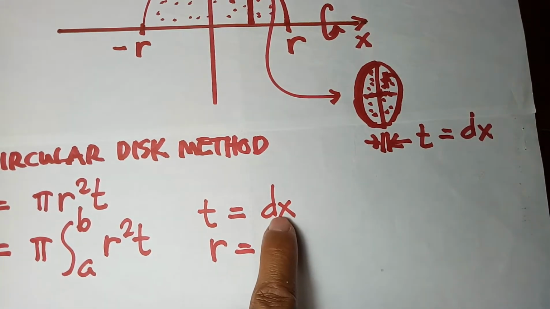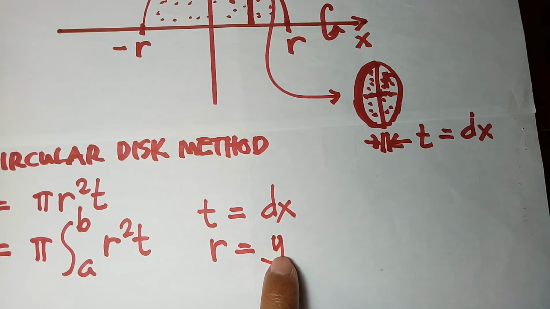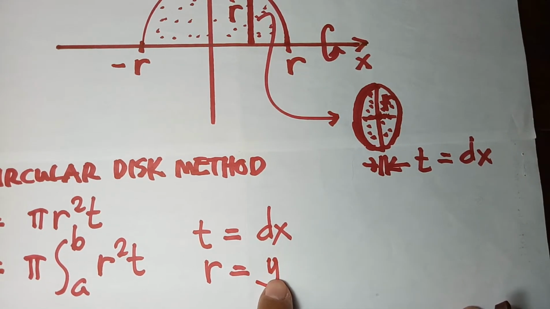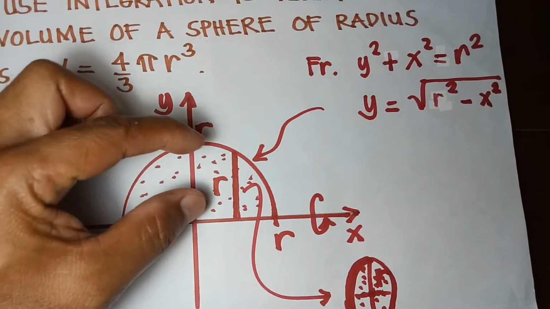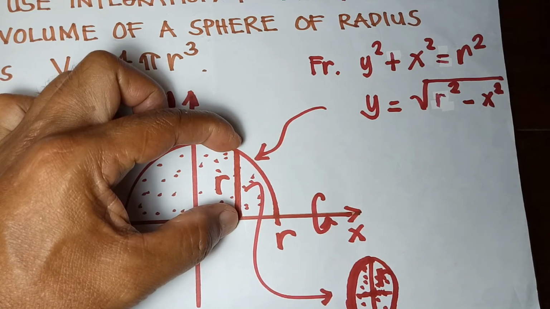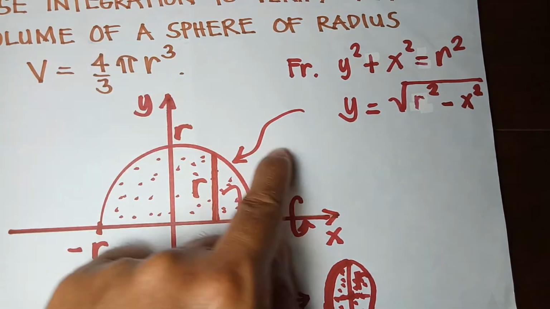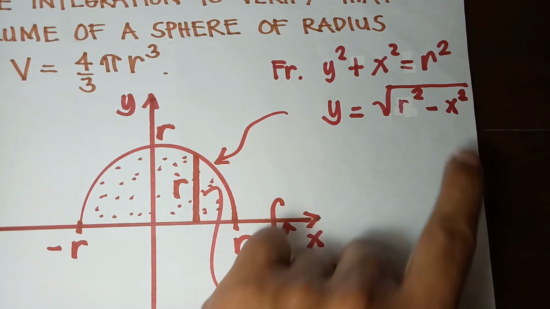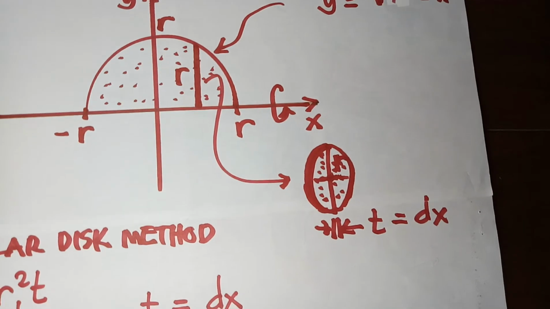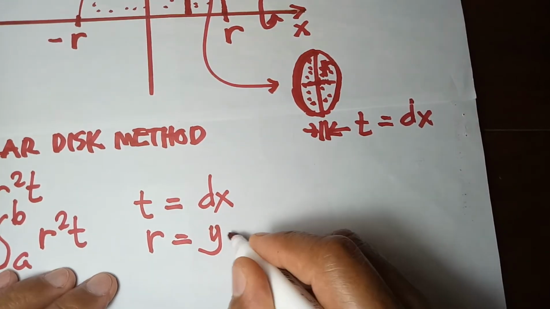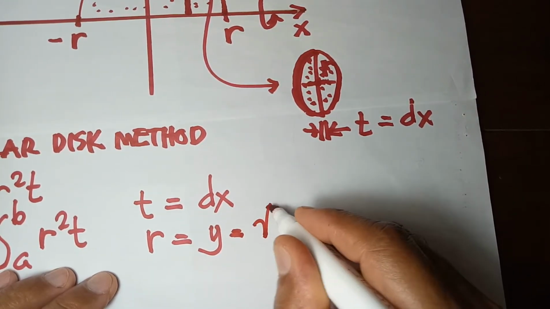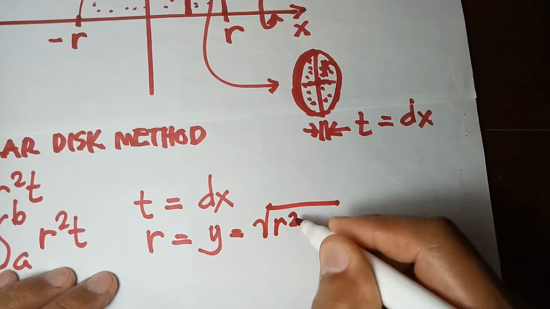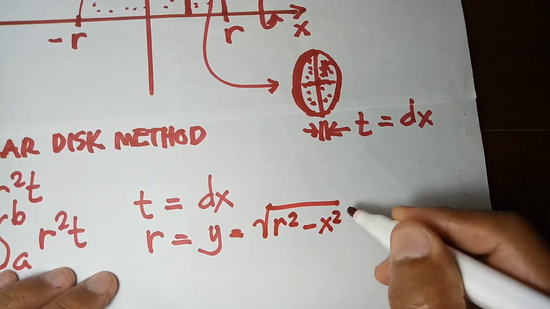Now, since our differential is dx, then this y should be changed in terms of x, no? So, dapat ilipat natin to y in terms of x. So, you see, yung radius na equal to y units, ang nagdi-define niyan ay yung y equals square root of r squared minus x squared. Kaya, yung y na ito, papalitan natin ng square root of r squared minus x squared.